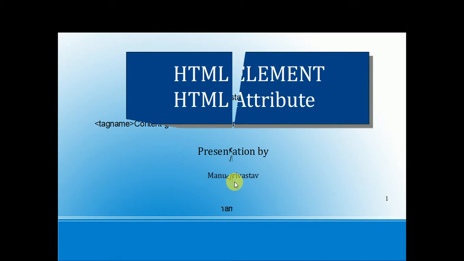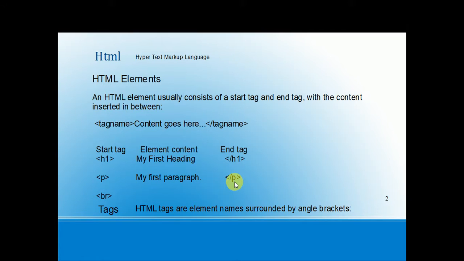What is an HTML element? An HTML element usually consists of a starting tag and an end tag with the content between them. For example, this is a tag, and between the starting tag and closing tag is the content. Here is an example. The start tag means h1 heading, this is the text content, and this is the end tag. So we can say this is an element.